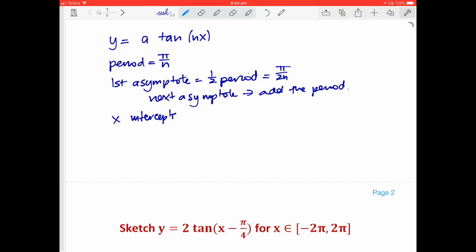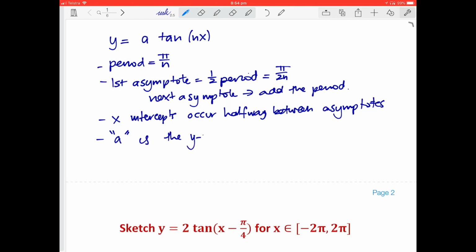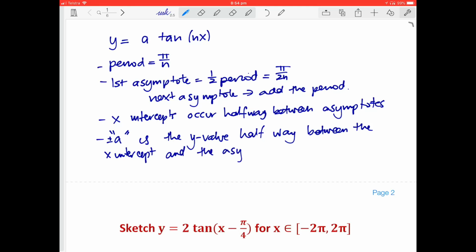X-intercepts occur halfway between asymptotes. And assuming it hasn't been moved up and down, a is the y value, I should say plus or minus a, halfway between the x-intercept and the asymptote. Sometimes I call it the halfway mark.